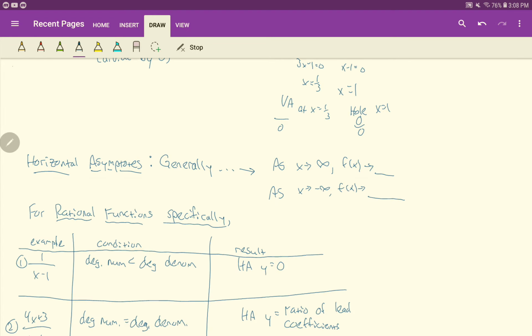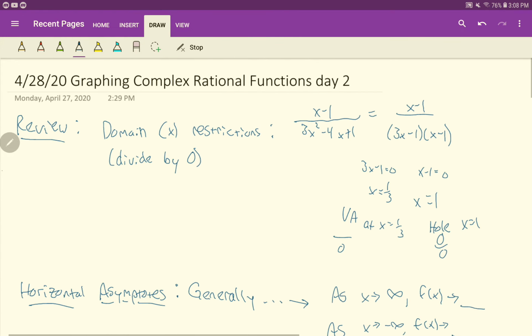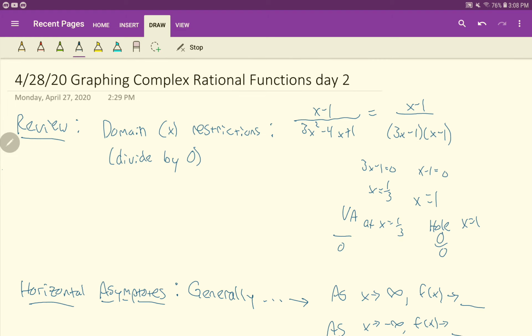graphs. Okay, because we haven't actually graphed one of these complex things. We've just talked about them. But we're going to start graphing today too, hopefully. Okay, so I'm going to go through this as quickly as I can.